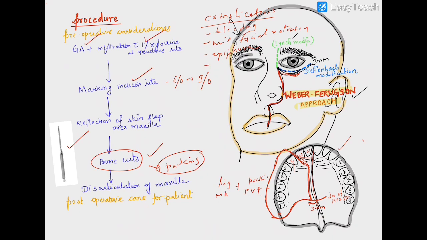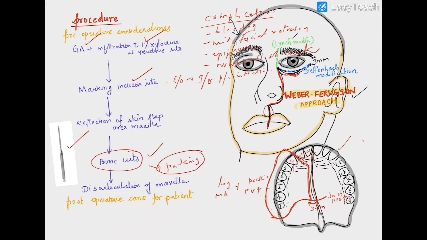If the infraorbital nerve is damaged, then they can have numbness of the cheek also, which is an important complication of maxillectomy surgery. Sometimes they can have post-operative infections, flap necrosis, and infection in the surgical site. All these are going to be the complications of maxillectomy.